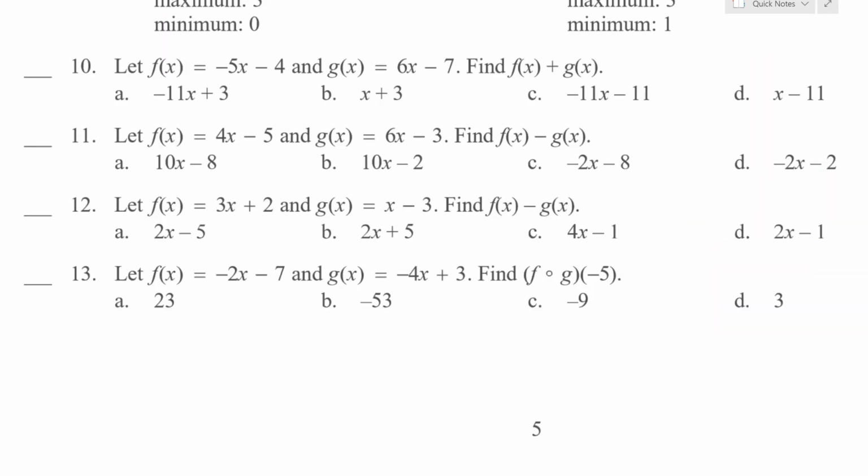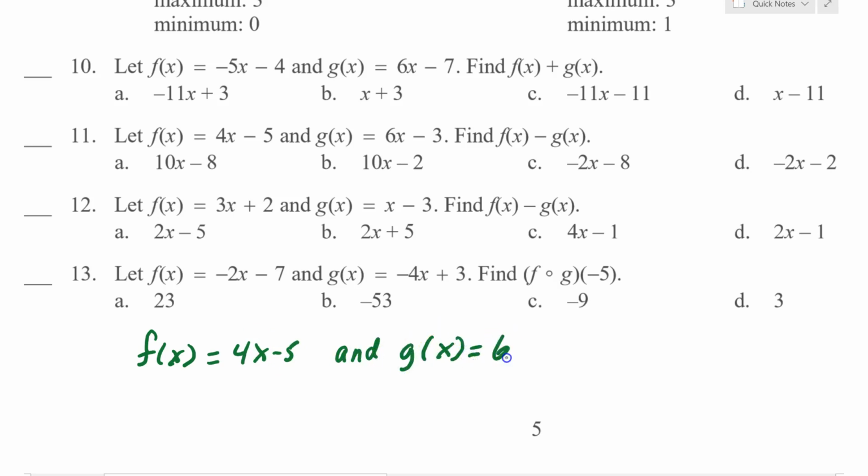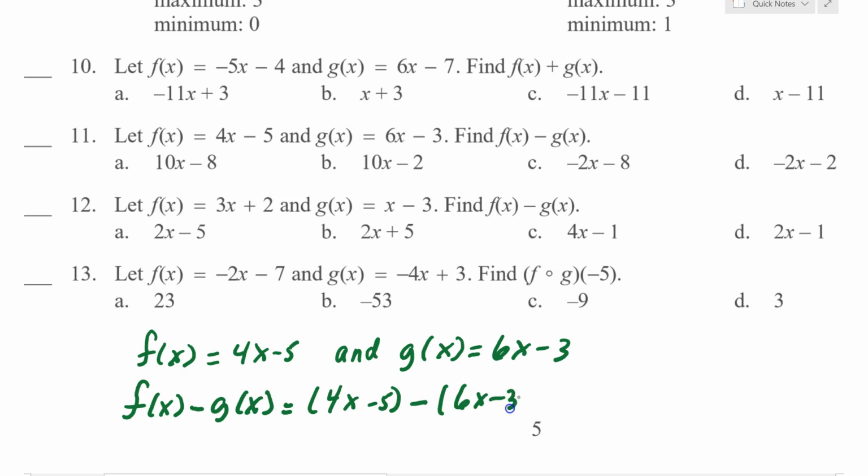I'm going to do number 11 at the bottom. It says let f of x equals 4x minus 5 and g of x equals 6x minus 3. So we have f of x is equal to 4x minus 5 and g of x equals 6x minus 3. And we're going to subtract the 2, so it's going to be f of x minus g of x, which gives you 4x minus 5 minus 6x minus 3.